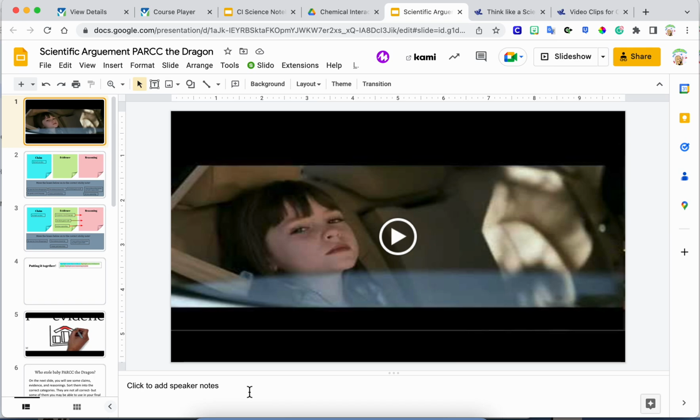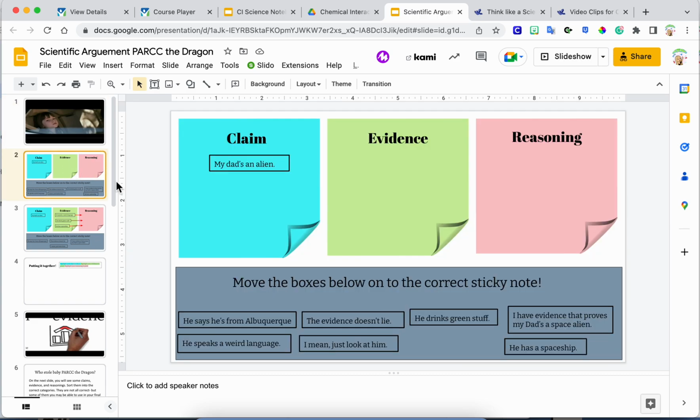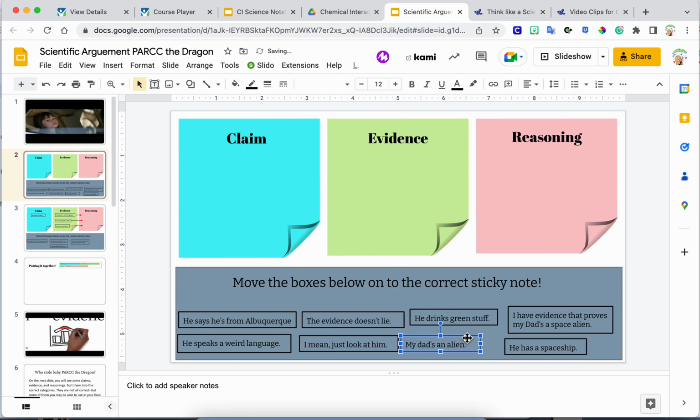All right, so here's what your assignment looks like for today, Thursday. The first thing that you're going to do is review claim, evidence, and reasoning with a video that you've probably seen before. We've done it in class. Watch the video real quick, and then you're going to look at claim, evidence, and reasoning. This is a review, so this should be something that's pretty simple.